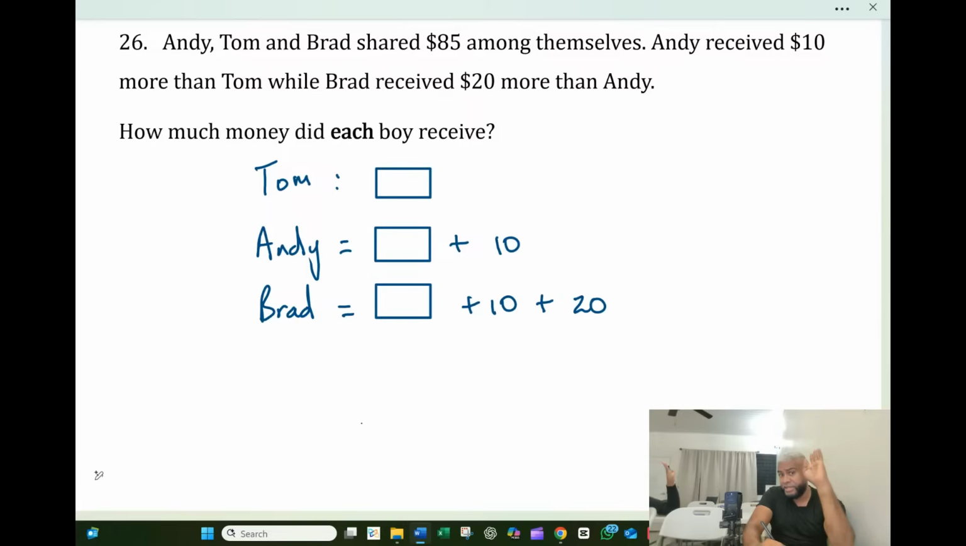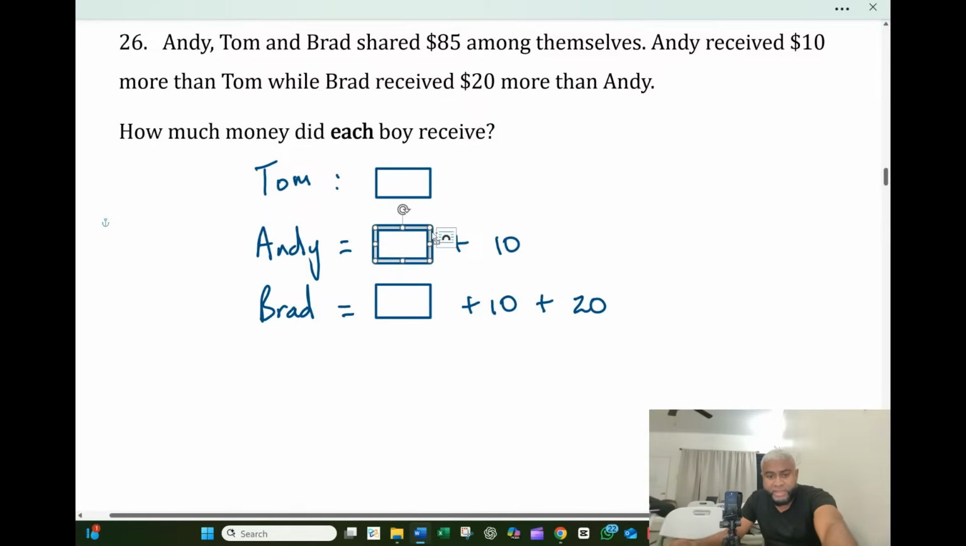3 boxes, right? So here we're going to put in 3 boxes. I put in 3 boxes here.